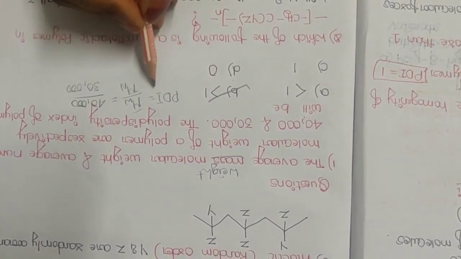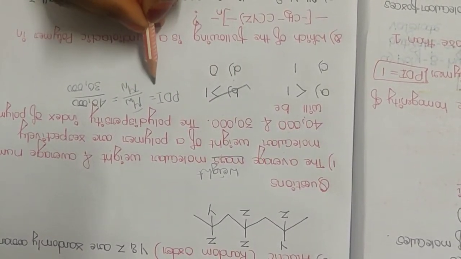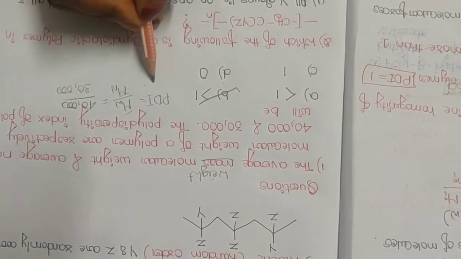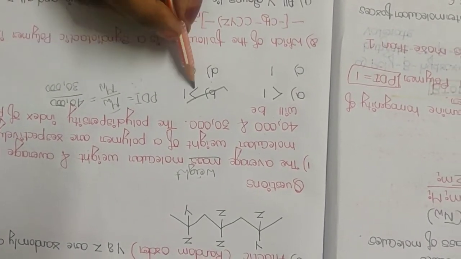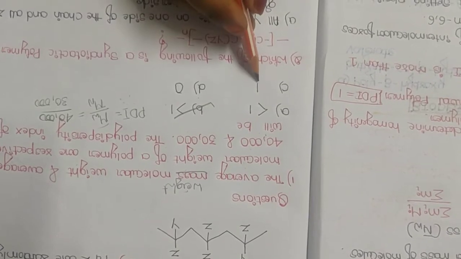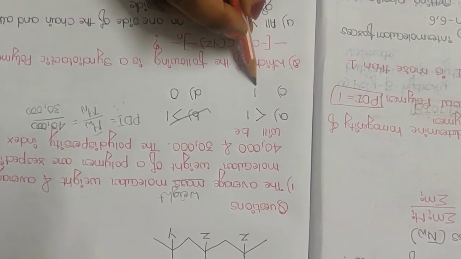And what else you can conclude here is that it is a synthetic polymer. Why? Because here PDI is greater than 1. If it is exactly equal to 1, we can conclude it is a natural polymer.